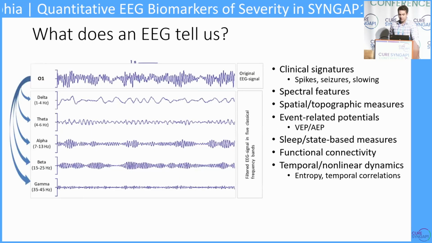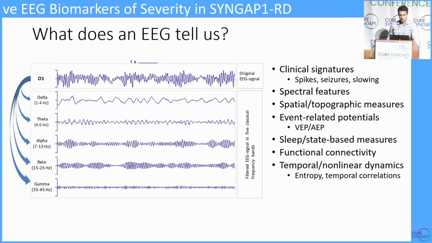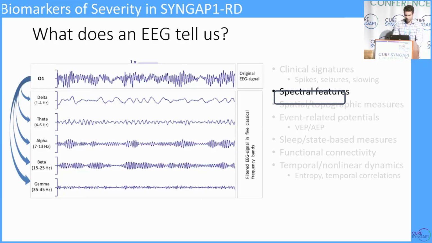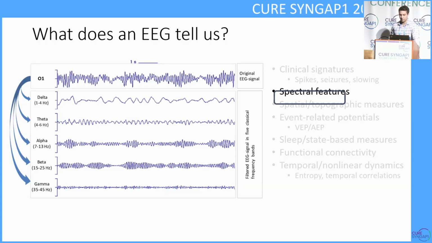There are many measures that can be used in QEEG analyses, but for now, our work focuses mostly on spectral features. So at the top of the left graphic, we have the electrical signal recorded by a single electrode. By performing what we call a fast Fourier transformation, we can decompose the signal into the power contributed by the underlying frequency components or power bands.